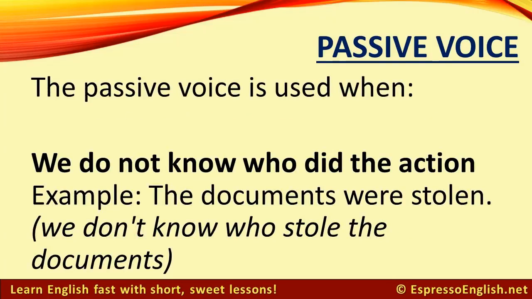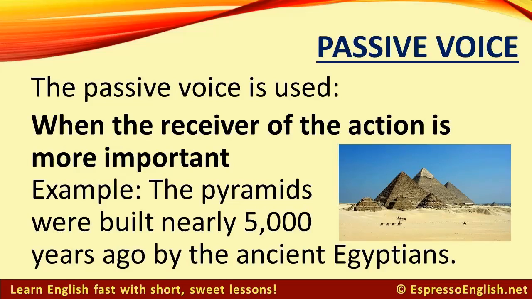The passive voice is used when we do not know who did the action. For example, the documents were stolen. We don't know who stole the documents. The passive voice is also used when the receiver of the action is more important than the doer. For example, the pyramids were built nearly 5,000 years ago by the ancient Egyptians. We want to keep the focus on the pyramids.